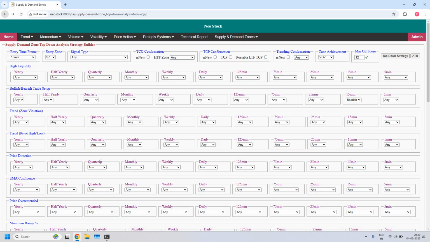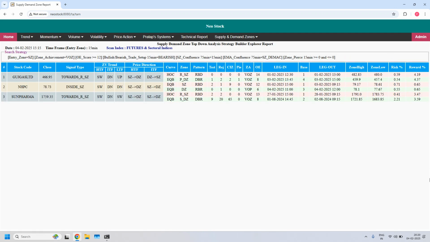Let us verify. In the EMA confluence at 75 minutes time frame, 75 minute supply zone having daily EMA confluence. With this filter, we got 3 stocks. So these 3 are even more high probability trade setup supported stocks.